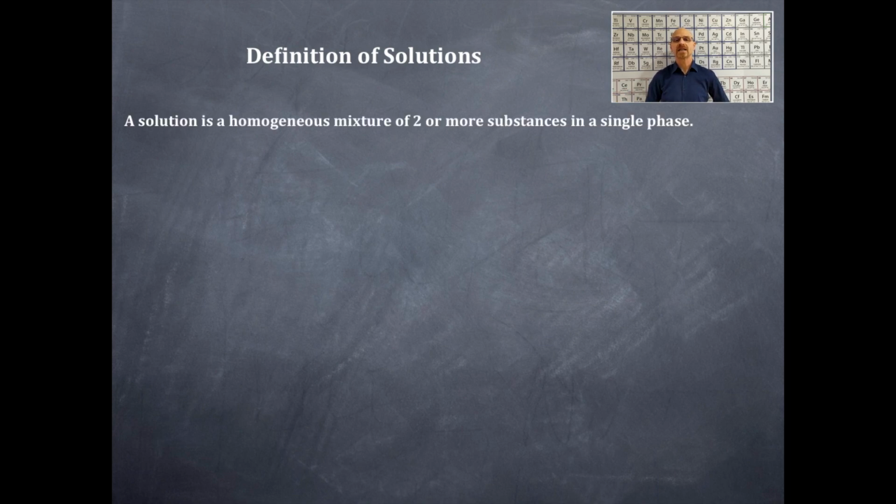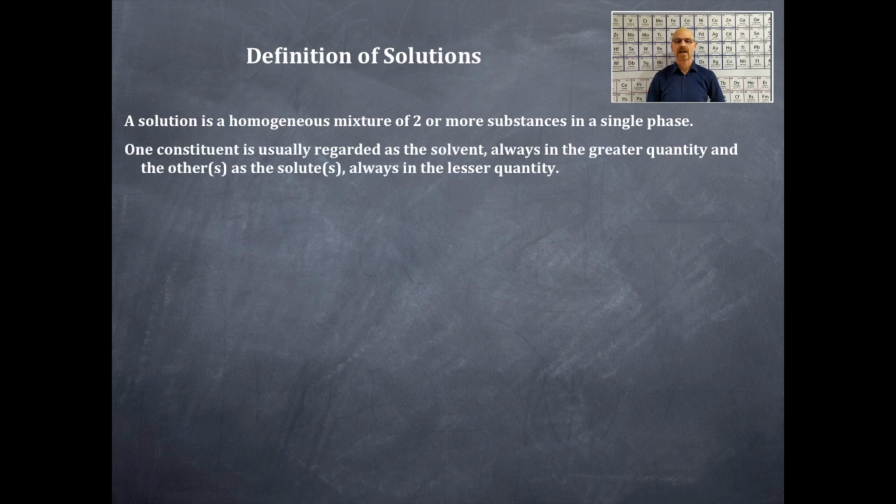A solution is a homogeneous mixture of two or more substances in a single phase. One constituent is usually regarded as the solvent, always in the greater quantity, and the others are the solute or solutes, though the solute is always in the lesser amount. So here's what you need to know. It's a very simple mathematical problem. That is, the solution is equal to the solvent plus the solute.